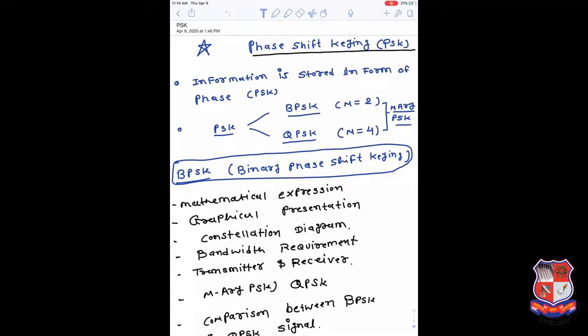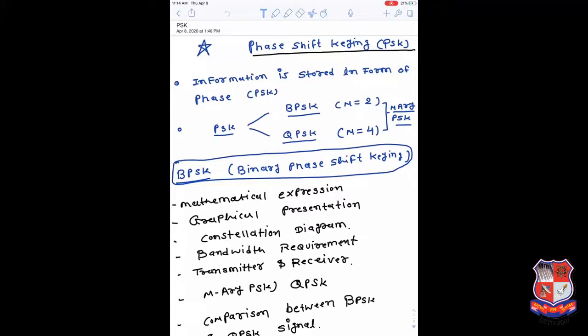Okay, so good morning everybody. In the earlier lecture we discussed amplitude shift keying, which is simply known as ASK, where the information is stored in the form of an amplitude. If the input bit is 1, then the output of the ASK modulator would be a cosine signal with the amplitude of square root 2 EB by TB. When the input bit is 0, the output of the ASK modulator would be 0. So here the information is stored in the form of an amplitude.